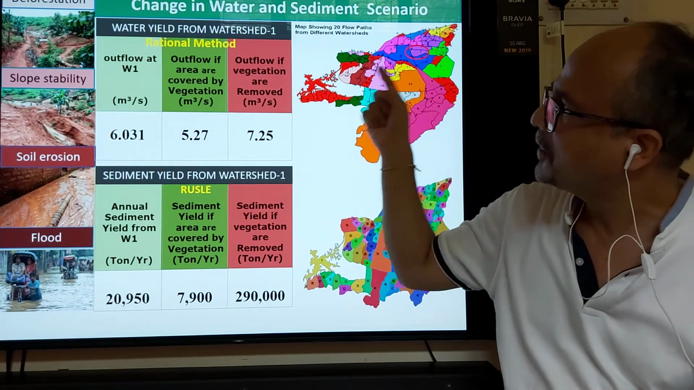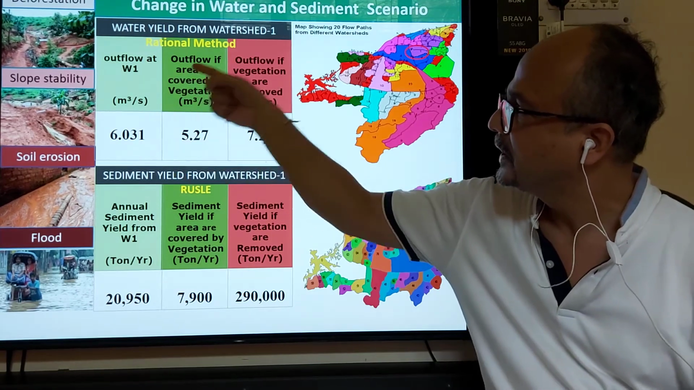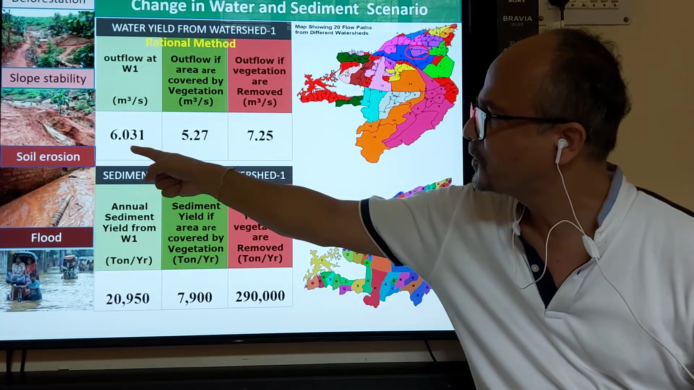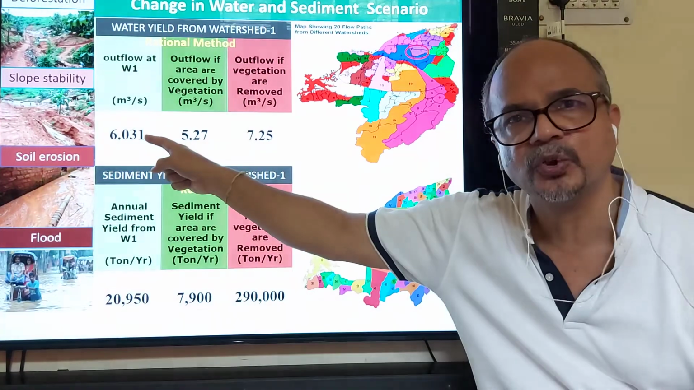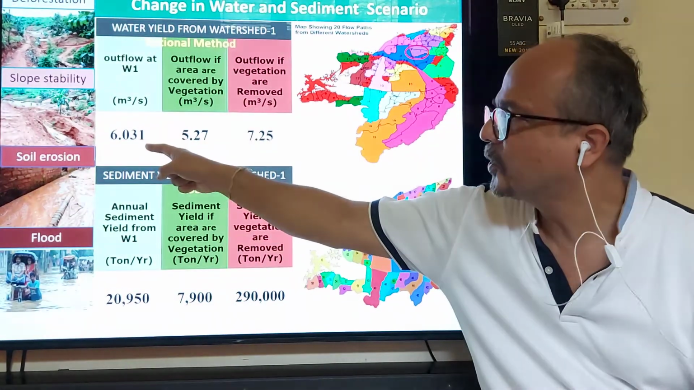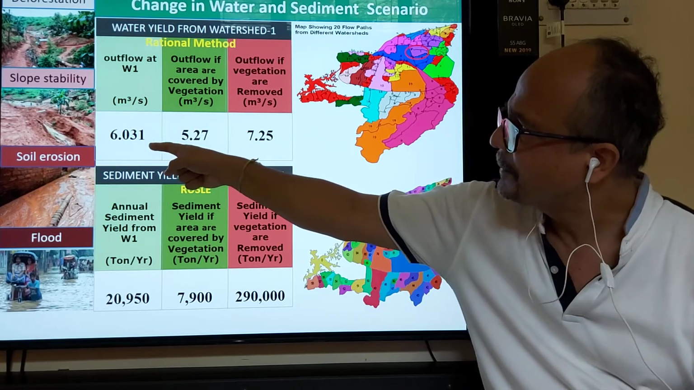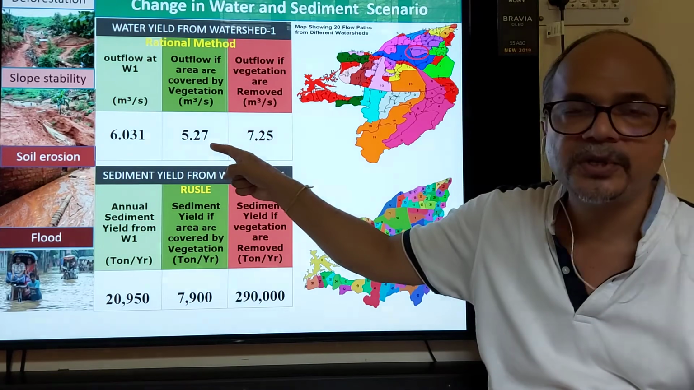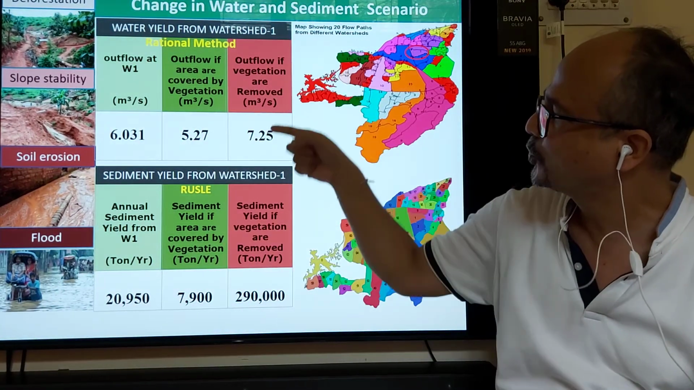And in that pilot watershed, when we conducted a study, that was done long back, in that period the outflow from that particular watershed was 6.031 meter cube per second. Peak discharge I am talking about, rate of flow, because this is important for erosion. So this was there, and flooding. But if we cover it with vegetation in our model, then it came to 5.27. But if we remove the vegetation in our model, then it goes to 7.25.